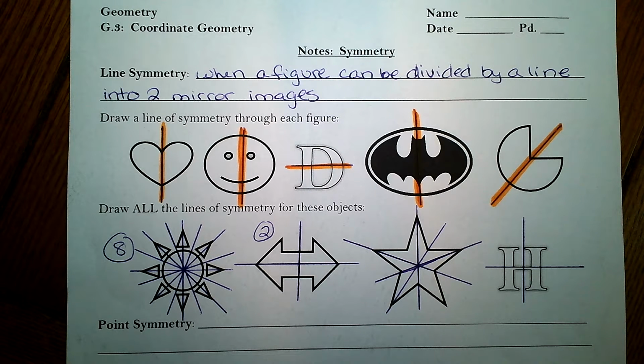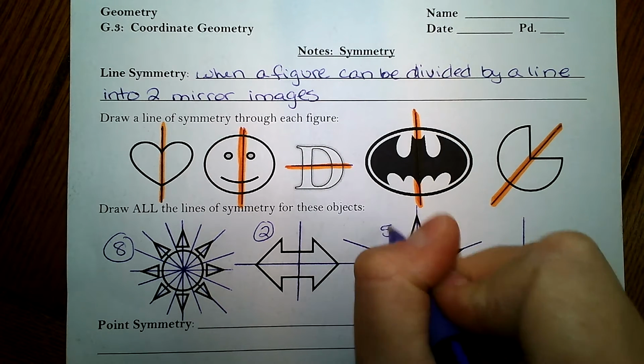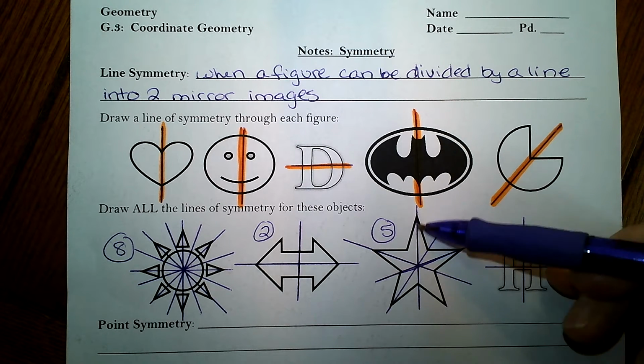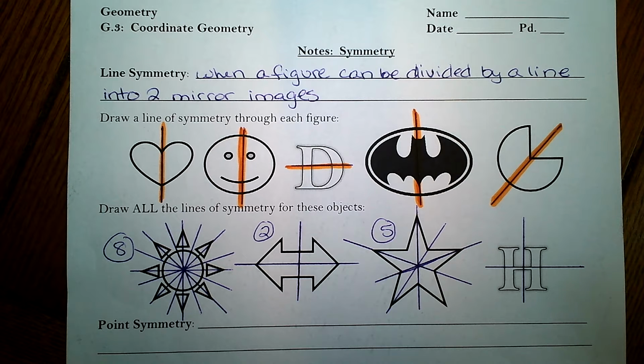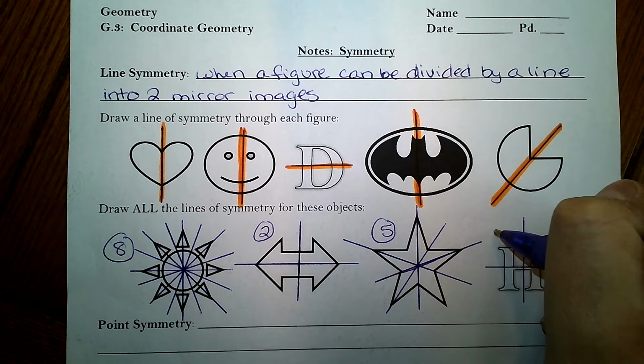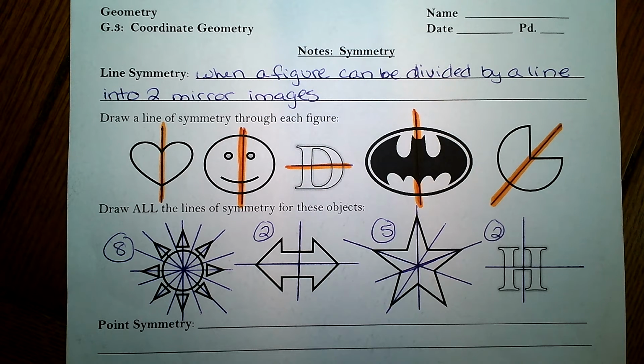With the star, I found 5 lines of symmetry through each point and out the other side for a total of 5 lines of symmetry. And finally with H over here, again, I picked a font that was very symmetrical. I got 2 lines of symmetry. I can fold this H vertically or horizontally.